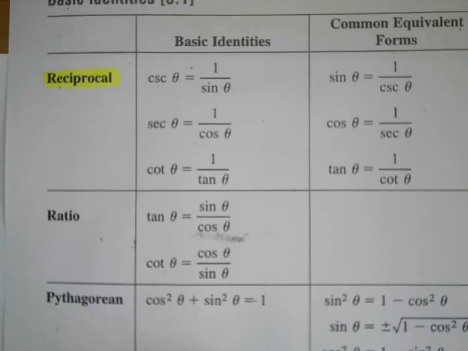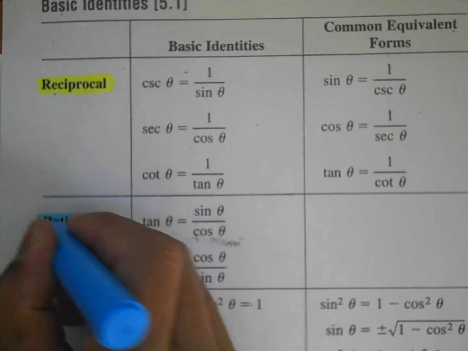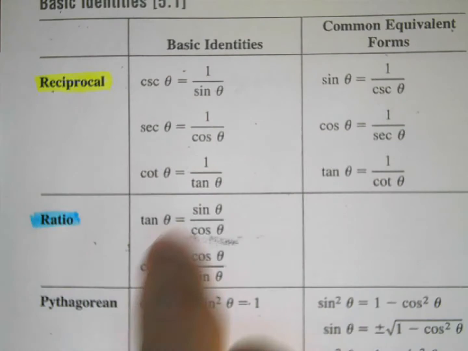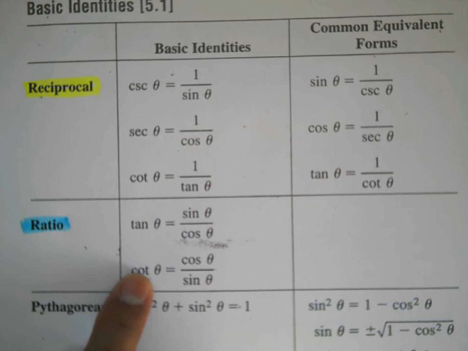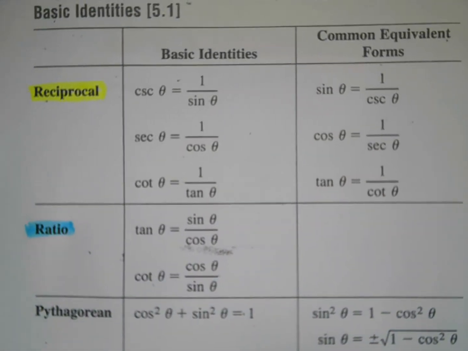We're going to get to the Pythagorean later. But we will discuss these, the reciprocal and the ratio. So I'll explain how you already know the reciprocal identities and how they come about and how you're going to use them. And then I'll introduce the ratio identities. Okay, so don't panic. Here we go.